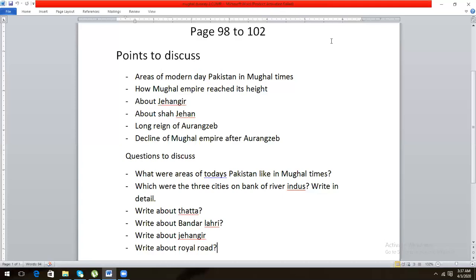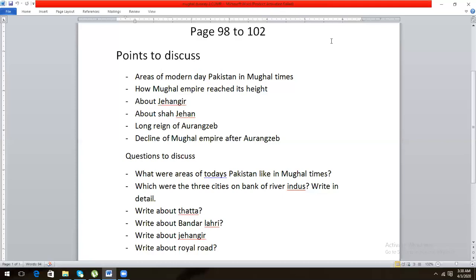Now, I have explained to you about the three main cities on the bank of the River Indus: Bhakkar, Sukkur, and Lori. And I hope you understand they have a rival city, Thatta, and a main port over there, Bandar Lahari. Bandar Lahari was a trading place where they did trading, and Thatta was the main city, along with the three cities Bhakkar, Sukkur, and Lori. I hope you understand.